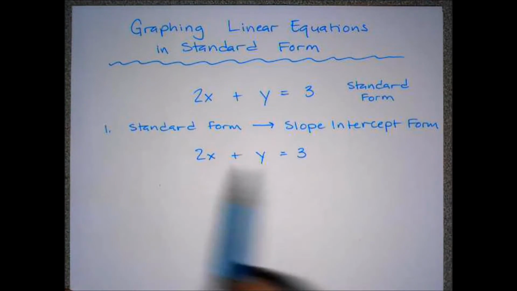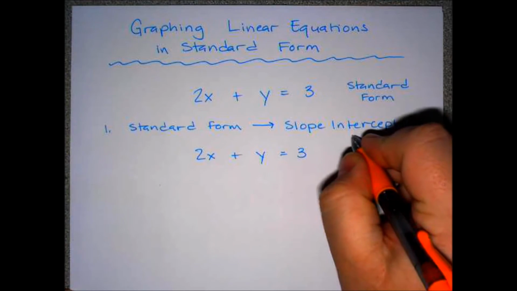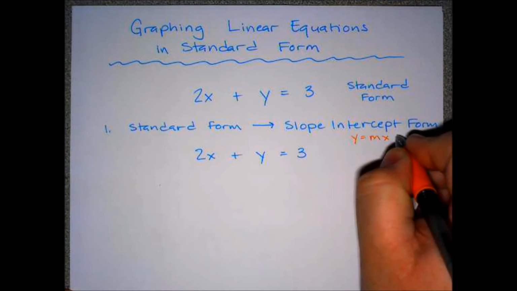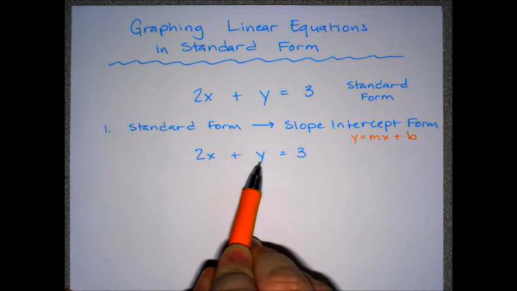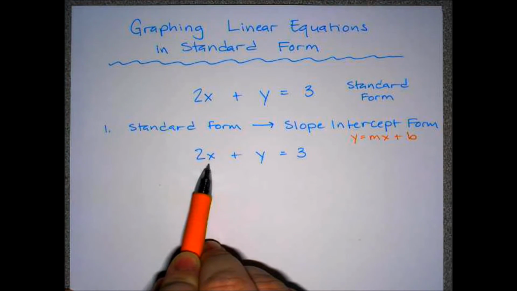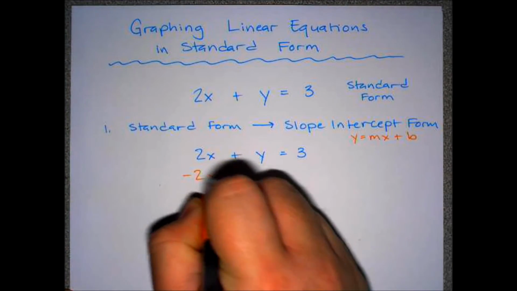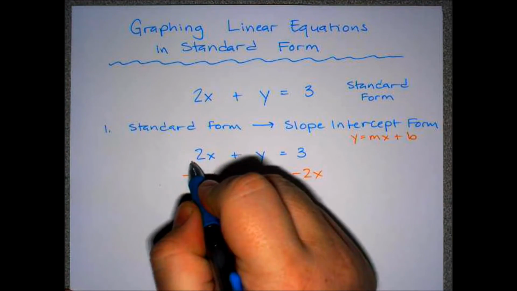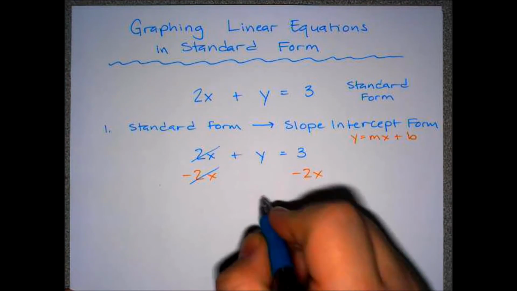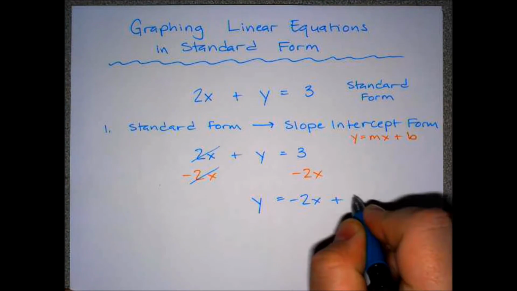And to translate from standard form to slope-intercept form, which, by the way, is y equals mx plus b, we're going to need to get y all by itself. So right here, here's y, but y is not by itself. Y has 2x right next to it. We have to get that 2x to the other side and get y by itself. So to do that, we're going to go ahead and subtract 2x from both sides. That allows us to cancel out that 2x there, and we're left with y equals minus 2x plus 3.